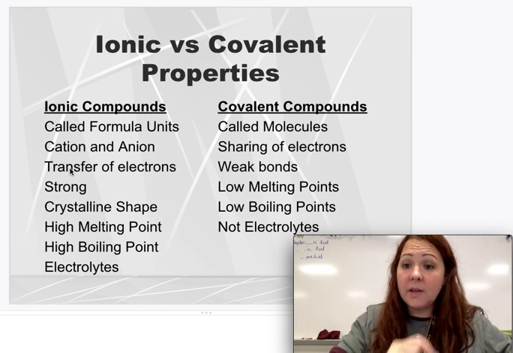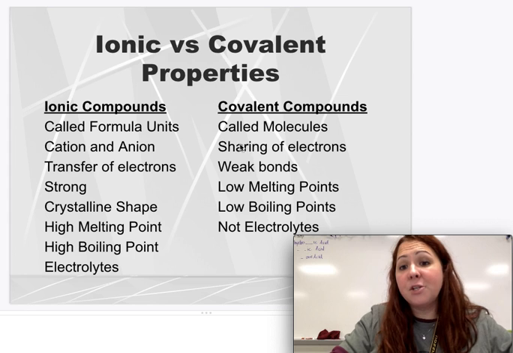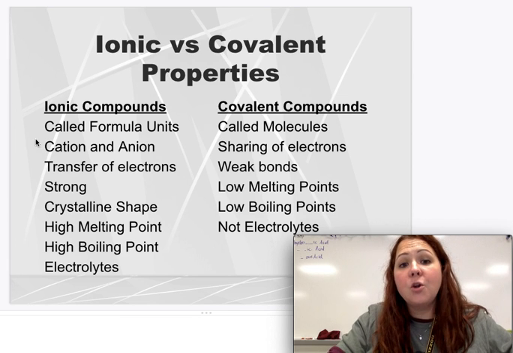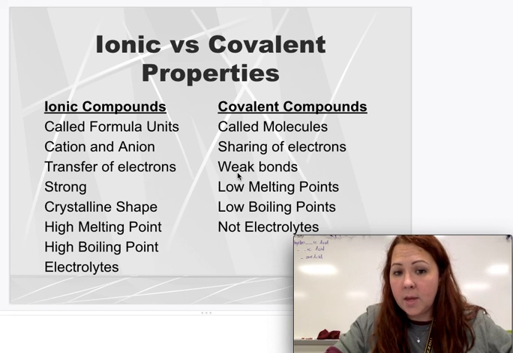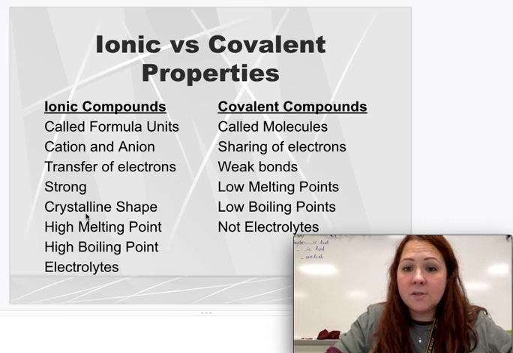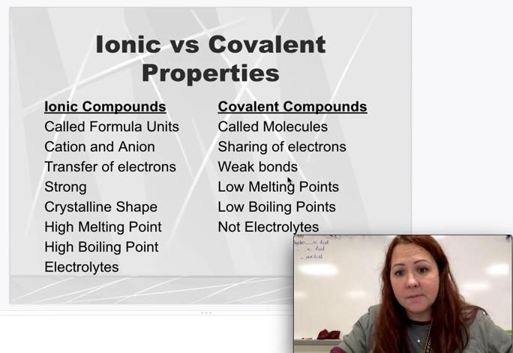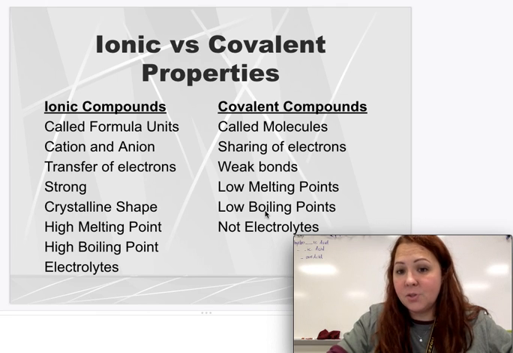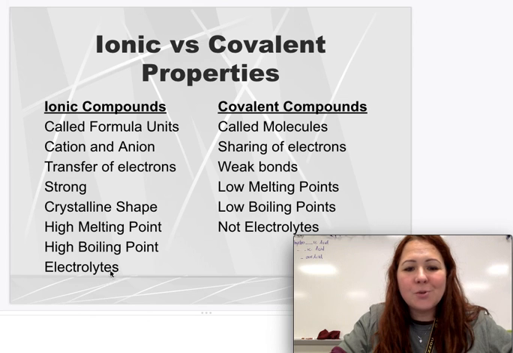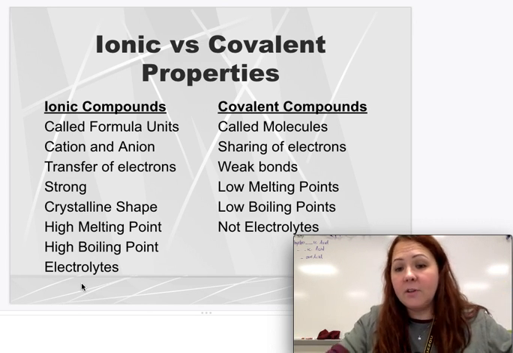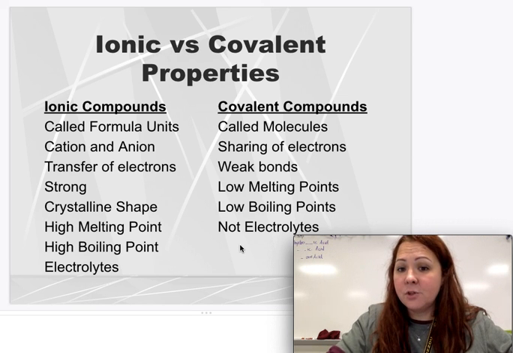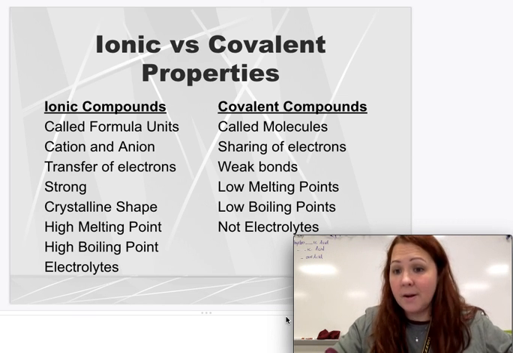Ionic bonds transfer electrons from one to the other. Covalent bonds share electrons. Your ionic compounds are very strong. They're hard to break apart. Your covalent bonds are very weak. Ionic bonds have a crystalline structure. Covalent bonds do not. Ionic bonds have a very high melting point and boiling point. Covalent bonds do not. They're very low. Sorry, I said that wrong. And then your electrolytes are your ionic bonds. You have a positive and a negative charge. It gives something electricity to travel across. Because there's no positive and negative charges there, covalent bonds are not electrolytes.